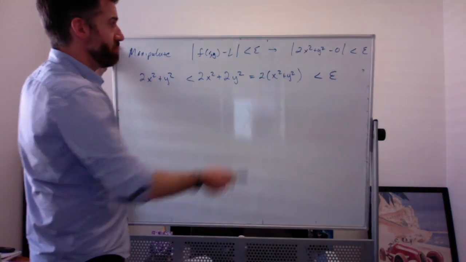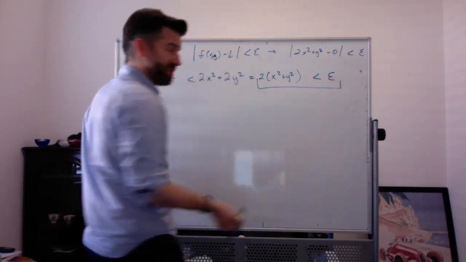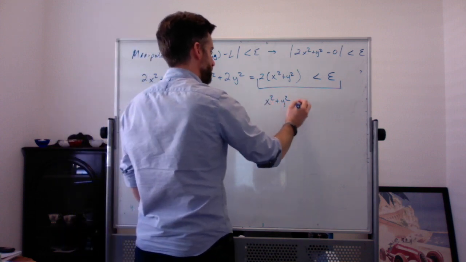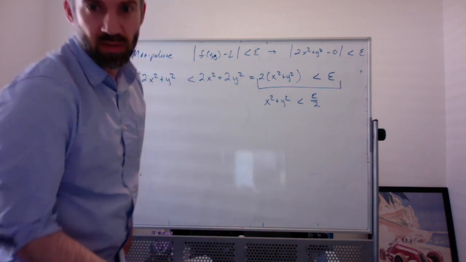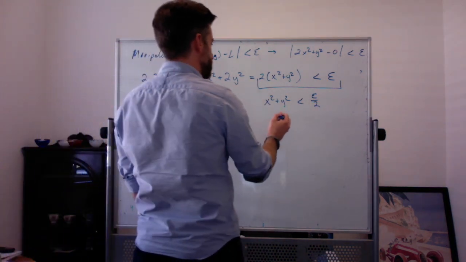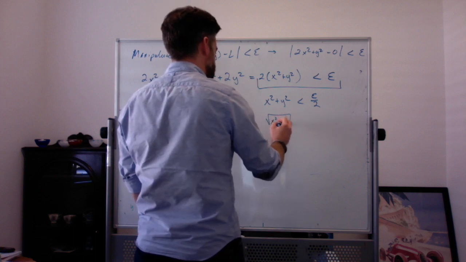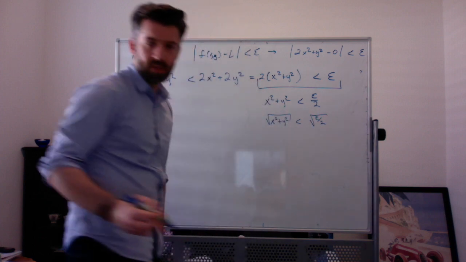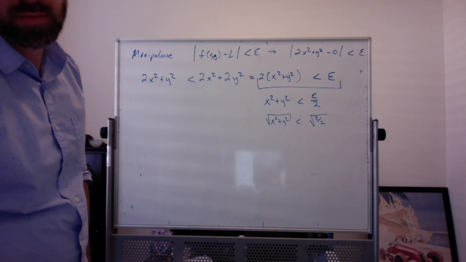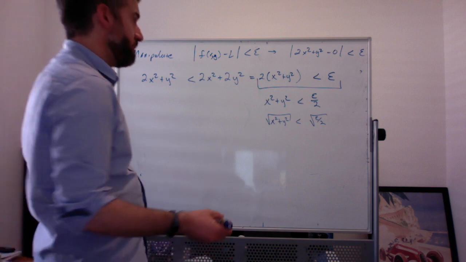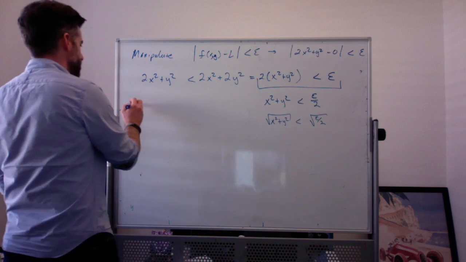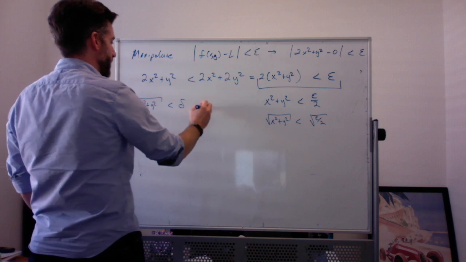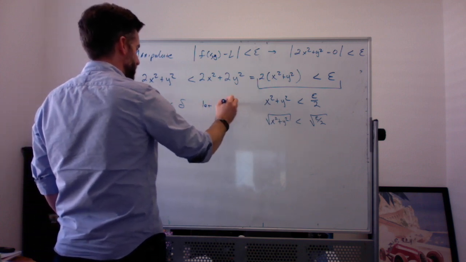So what I'm going to do is manipulate this now to get the square root of x squared plus y squared all by itself. So I'm going to divide both sides by 2. And hopefully I'm doing this right. Yes. And then I'm going to say that the square root of x squared plus y squared is less than the square root of epsilon over 2. Exactly. So what that means is, since I know the square root of x squared plus y squared needs to be less than some delta, we're going to let delta equal the square root of epsilon over 2.